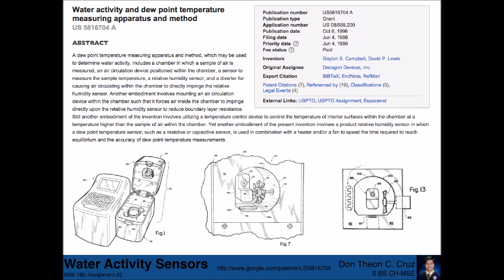Finally, I'd like to show the patent by Decagon Devices for the earlier model of the dew point water activity meter. Their diagram indicates how the air is circulated and how water is quickly evaporated back to vapor by using a heating fan. This allows equilibrium to be reached more quickly.